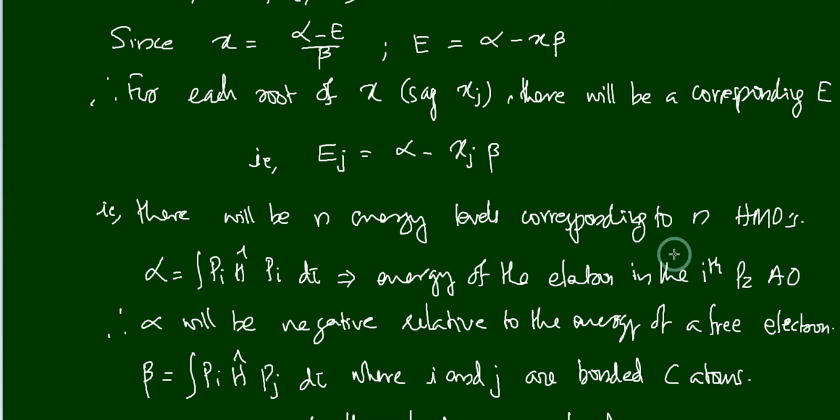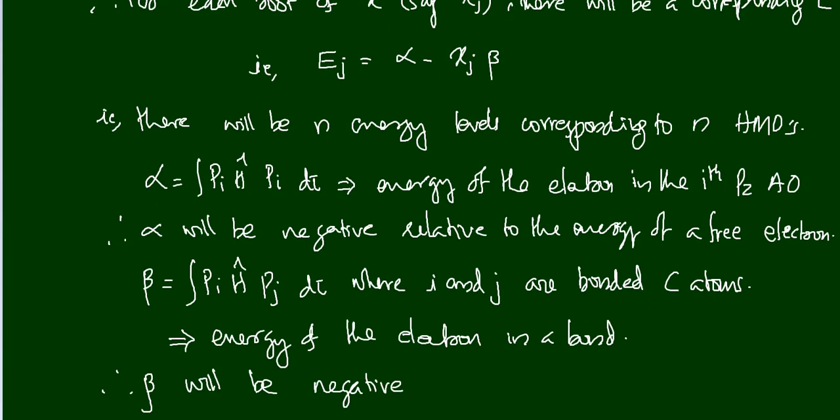Now, alpha is equal to the integral of phi_i H-cap phi_i d tau. Okay, and that is equal to the energy of the electron in the ith pz atomic orbital, and alpha will be negative relative to the energy of a free electron. Okay, when you compare it to the energy of the free electron, alpha will be negative. That is the energy of the electron in the ith pz atomic orbital.